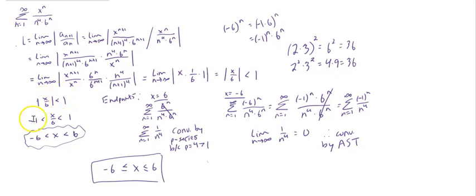100% of the time when we have something like this, I go negative 1 less than the thing less than 1. And then I multiply out, I get my interval without having tested the endpoints, and I go and check my endpoints. x equals 6, bam, converges. x equals negative 6, also converges. So this thing converges on the interval from negative 6 to 6, including those endpoints.